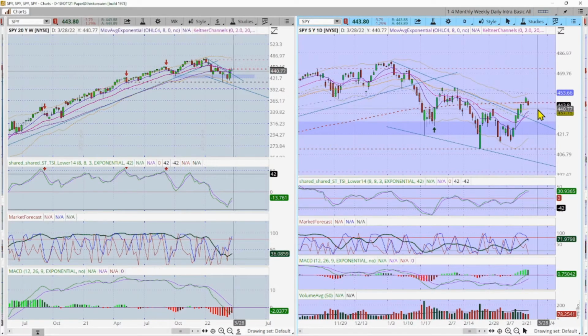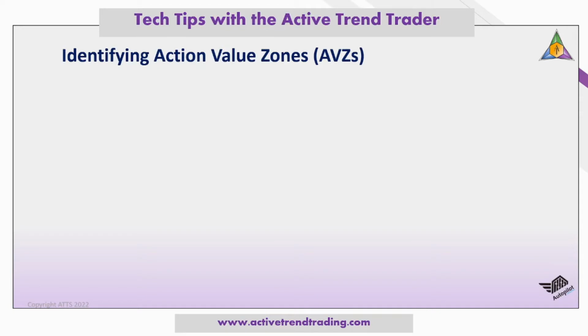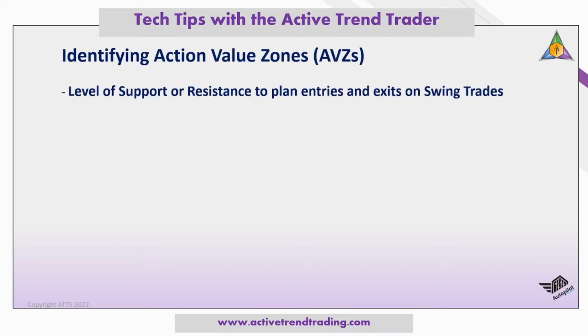But where do we want to potentially take a stand and look for an opportunity to jump on a swing trade? There's a couple of different ways of doing that, and to identify the action value zones. And here's where we want to take a look. Here we go. So how do you identify value action zones? This is something new that I'm introducing on the radar. Just a little bit of a snapshot, a little bit of a teaching. And here are some of the more commonly used action value zones.